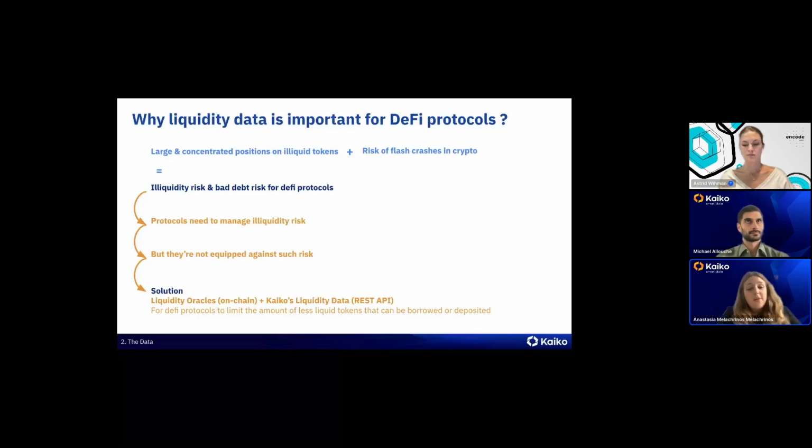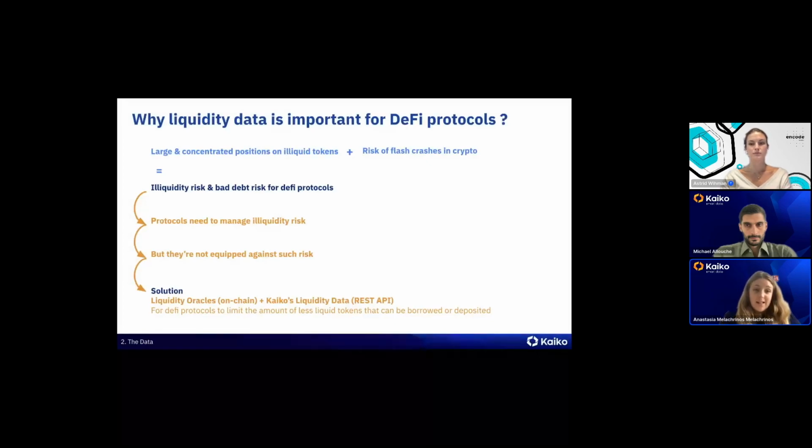So overall, those DeFi protocols end up with an illiquidity risk and potentially a bad debt risk. Bad debt is when a debt is never going to be paid back due to the market conditions and the lack of liquidity that there is in the markets. And so today protocols are not equipped against such risks, which means that they don't have any tools to know what is the liquidity of the assets that they make available for their customers. So one solution could be to make such data available directly on chain using oracles.